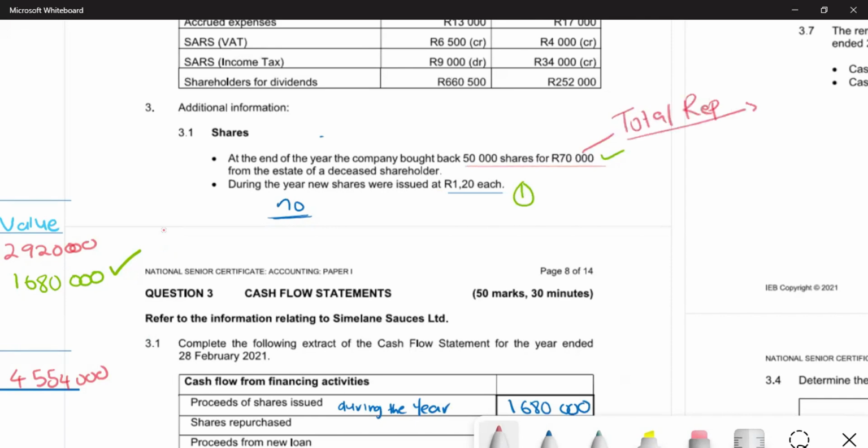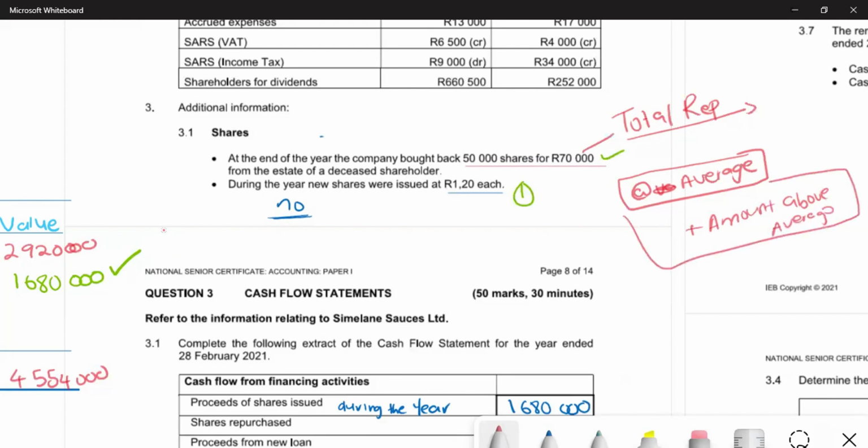Now, what if they didn't give us this total repurchase price? Most of the time, they can give you the average price, or the amount above the average. So if they didn't give us the total repurchase price, just like in this instance, you would have taken your average price plus your amount above average, which would be from your retained income. So it's your average price plus the amount above average. This would make your total repurchase price.